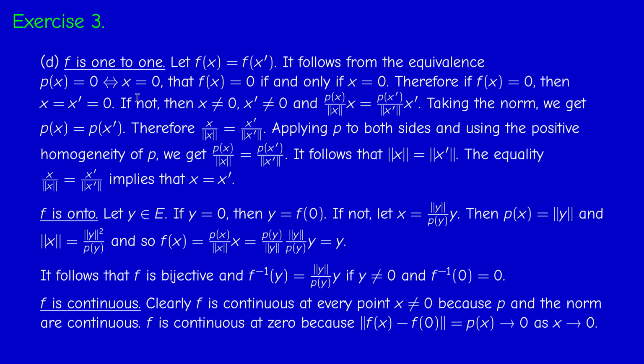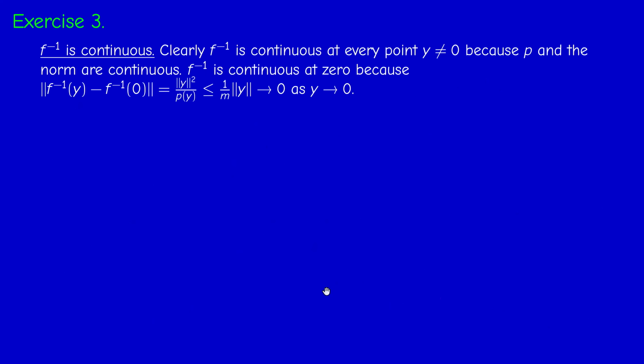So if we go back and take norms here, we get the norm of y squared over p of y. But p of y is bigger than m times the norm of y. So when you simplify by the norm of y, we get 1 over m times the norm of y, and this tends to 0 as y tends to 0. So therefore, f is a homeomorphism from E to E. And now we just have to check that it takes C into the open ball and C bar into the closed unit ball.